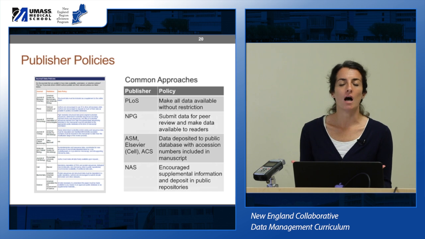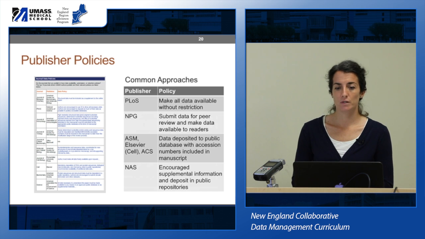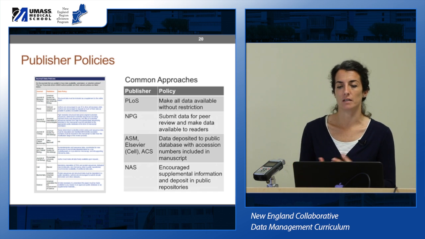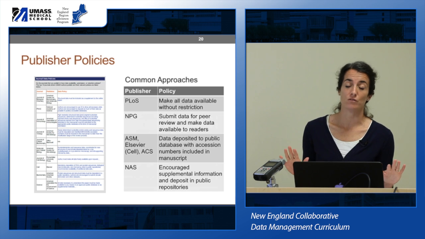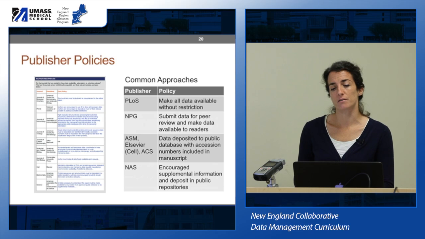On the right, we have some common approaches of publishers to data policies. And the first one, like PLOS, is a requirement to make all of the data available without restriction and with as few exceptions to this rule as possible. The Public Library of Science policies are very thorough and a very good example of a publisher requiring data sharing and deposit. Nature Publishing Group, which publishes Nature, obviously, they ask their authors to submit data for peer review and require them to make data available to readers, but they don't necessarily stipulate how or where or when.